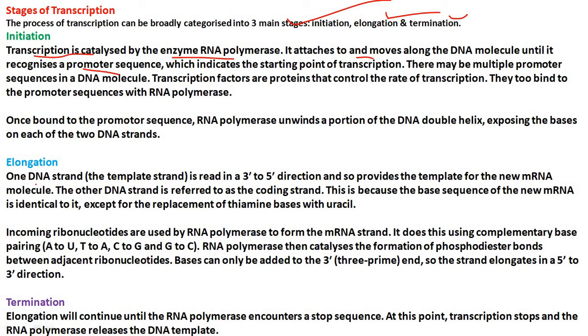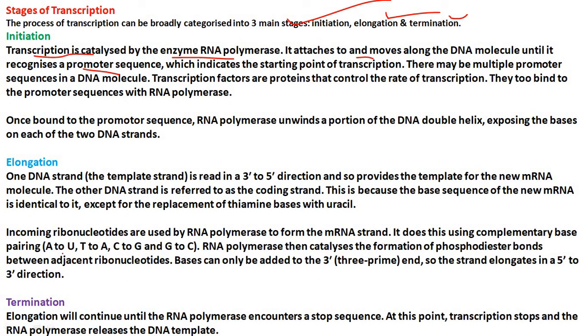So, in the elongation, one strand is a template strand and is read in the 3' to 5' direction, and so it provides a template for the new mRNA molecule. And the other strand is referred to as a coding strand. This is because the base sequence of the new mRNA is identical to it, except for the replacement of the thymine bases with uracil. The incoming ribonucleotides are used by the RNA polymerase to form the mRNA strand. It does this using complementary base pairing.